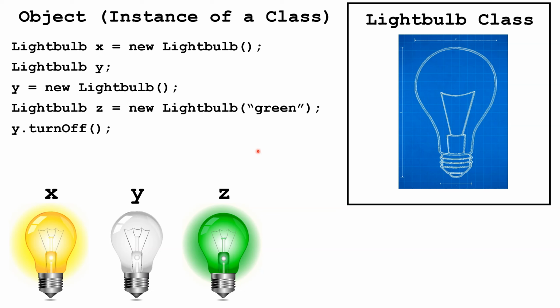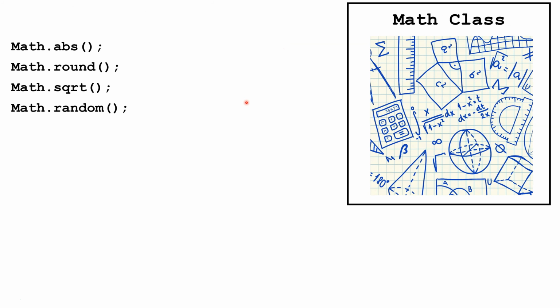However, let's look at an existing class in Java. So the math class is a commonly used class in Java. For certain methods in classes, you don't actually have to create an object. You can just call the methods from the class itself. So you can see these examples, math.abs, which is going to give us the absolute value of whatever we put in here, or math.round, or math.square-root, or math.random, which would give us a random number.